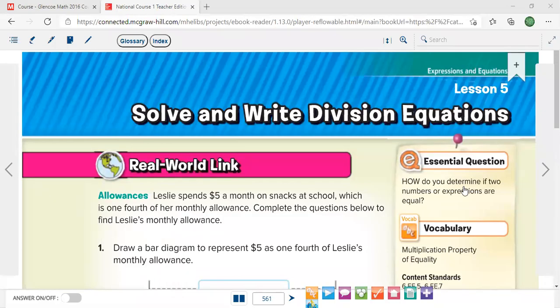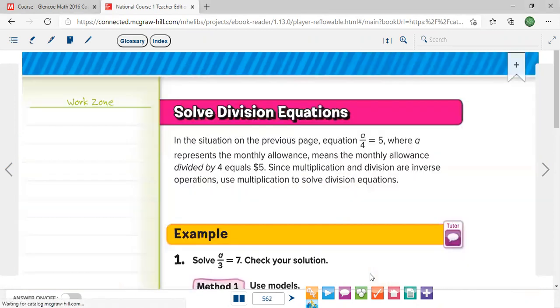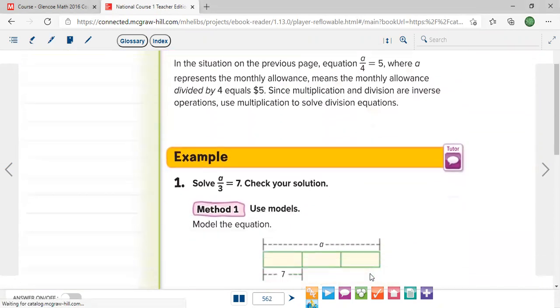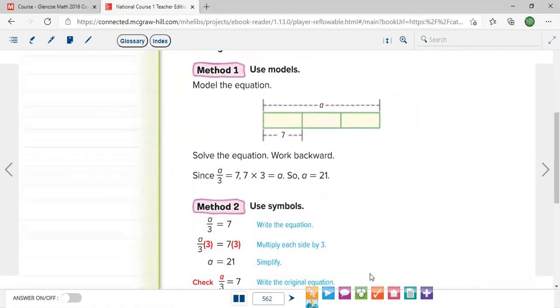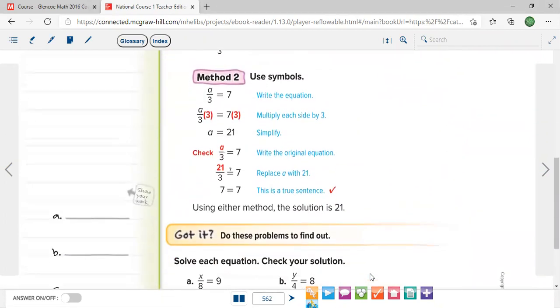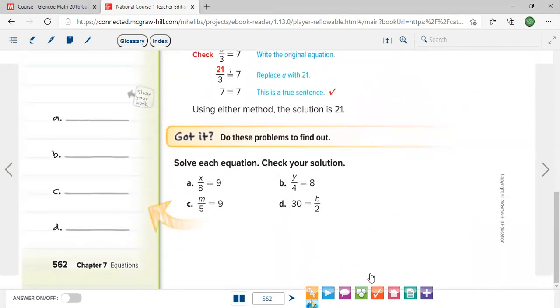This is chapter 7, lesson number 5, solve and write division equations. In division equations, we are going to use multiplication to solve. Let's see how.